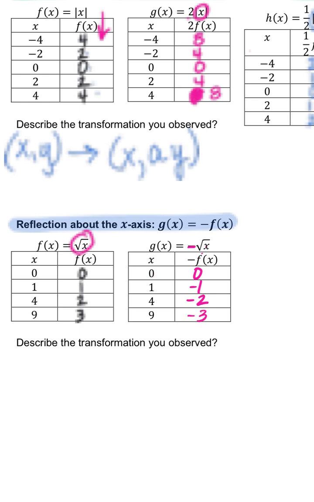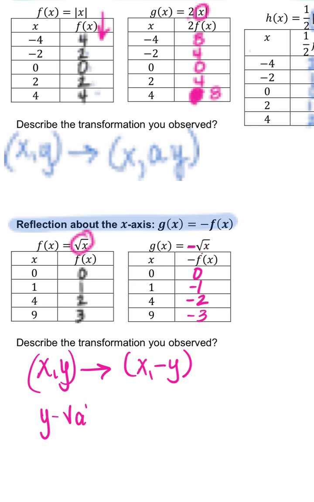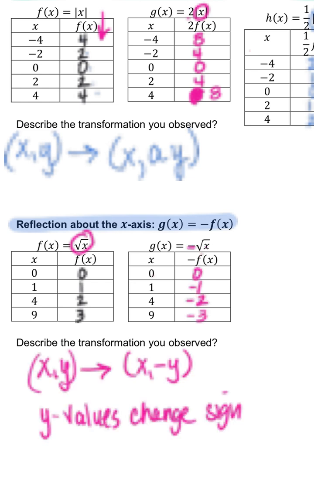So what you should observe here is when you take your original points, x stays the same, but the y values are changing. So when you reflect over the x-axis, your y values will change sign. They will go from positive to negative or negative to positive.